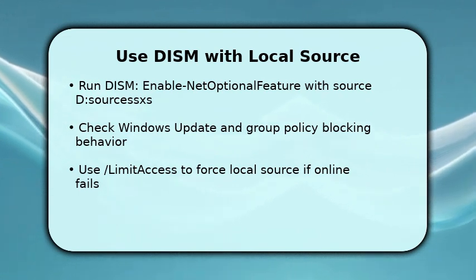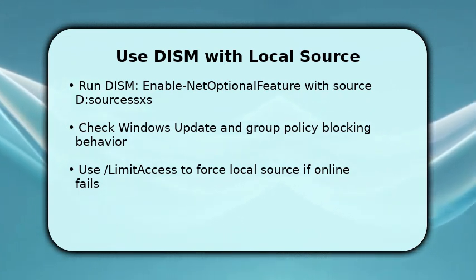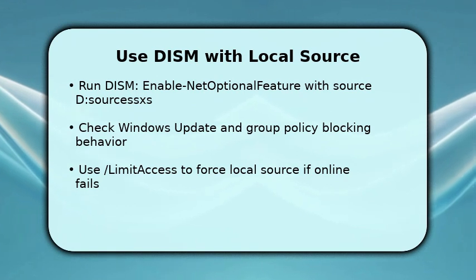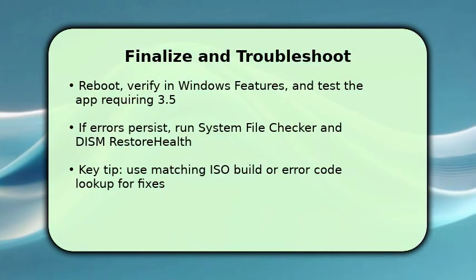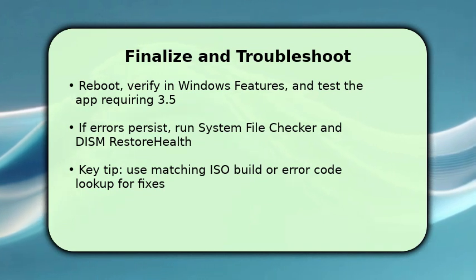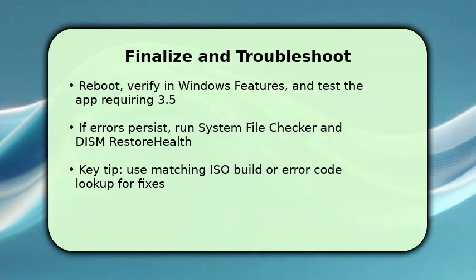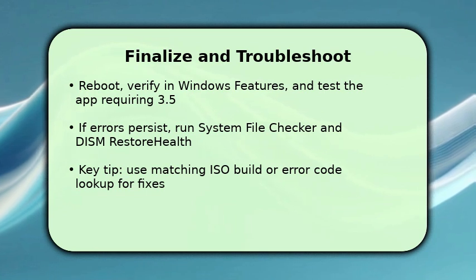Once the command completes, review the log for succeeded messages and note any error code. You finish by rebooting and confirming .NET Framework 3.5 is listed in Windows Features. Enable it if still unchecked, then test the dependent application.